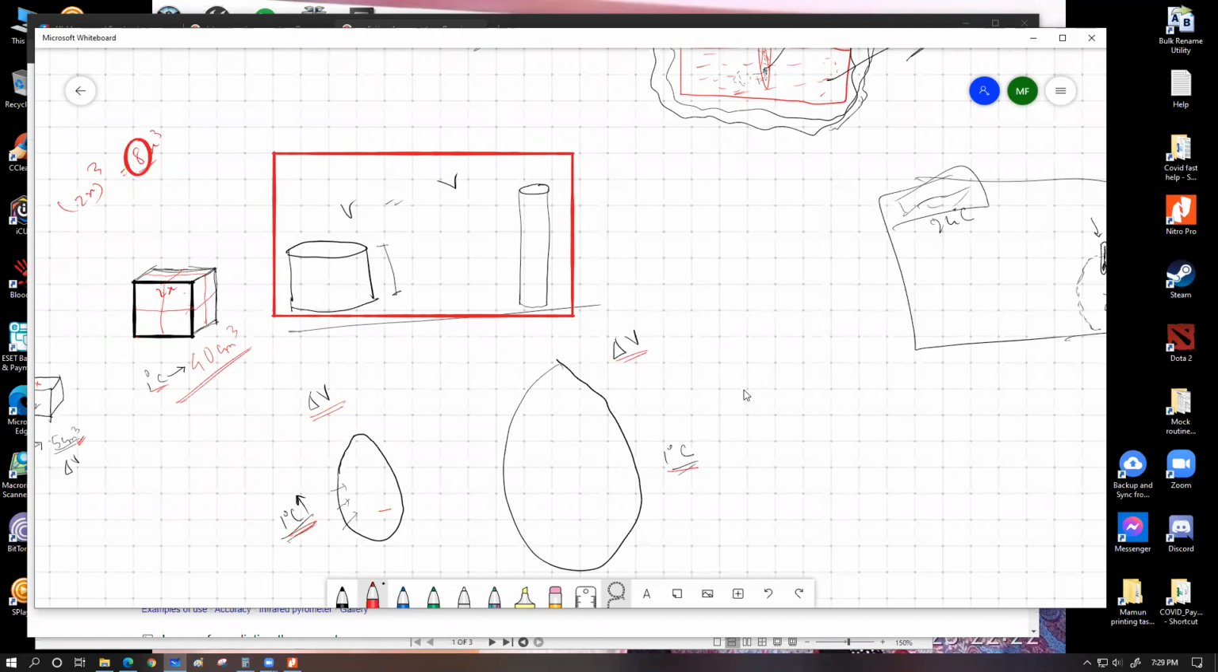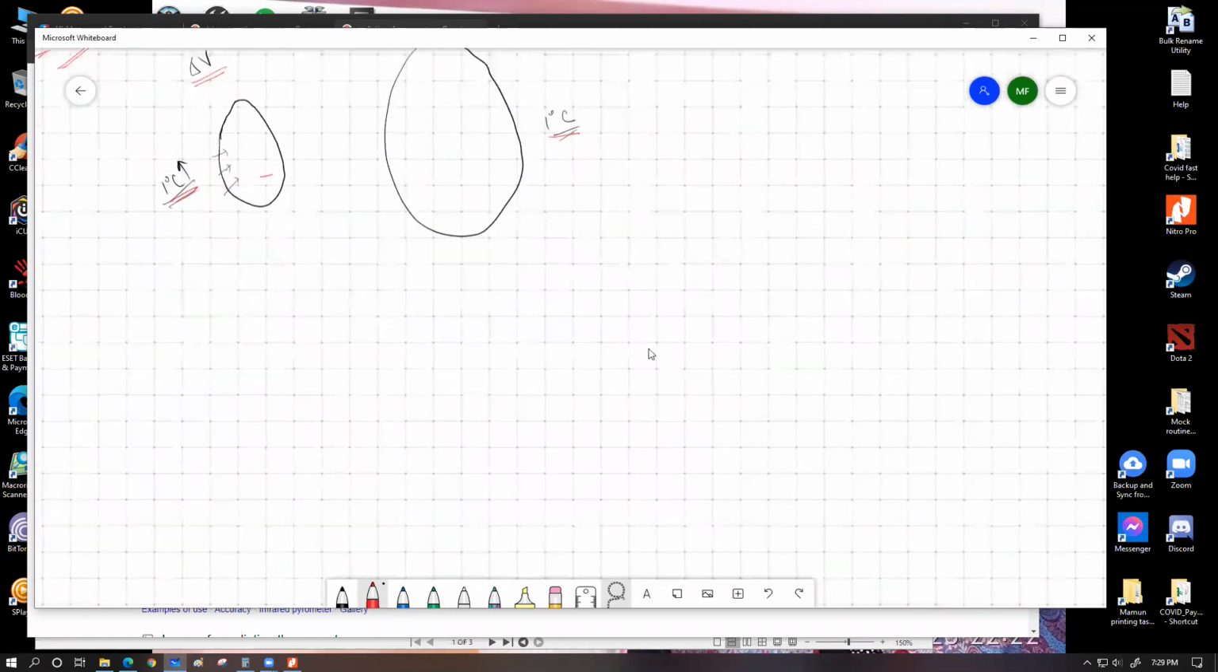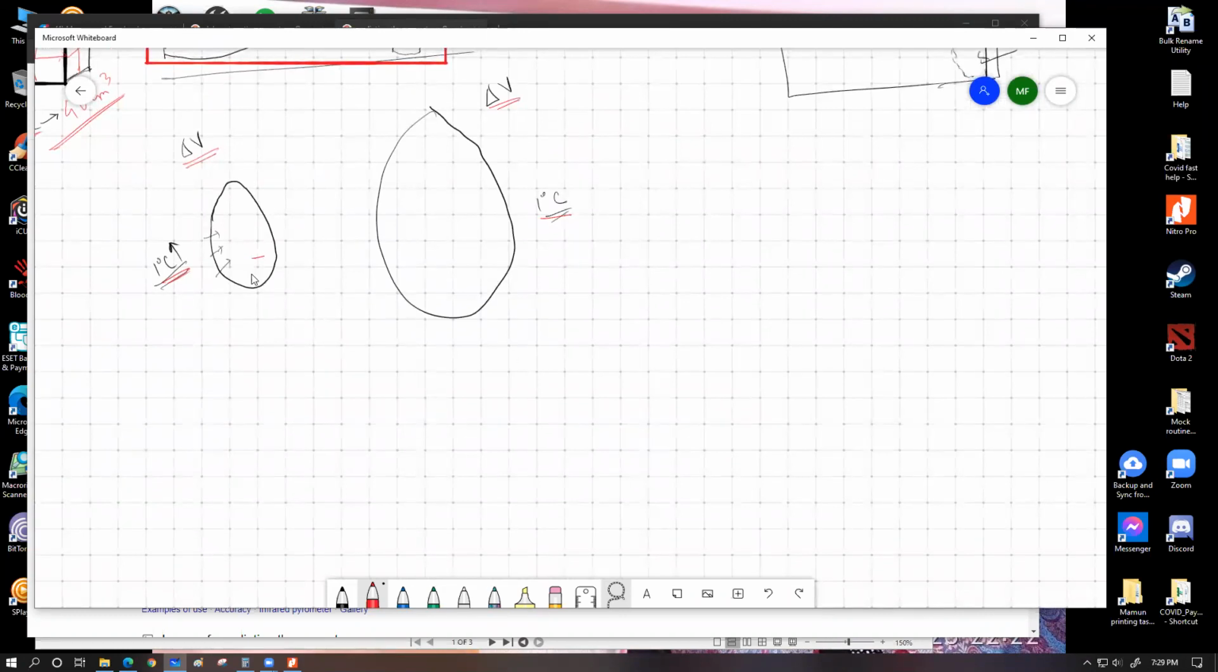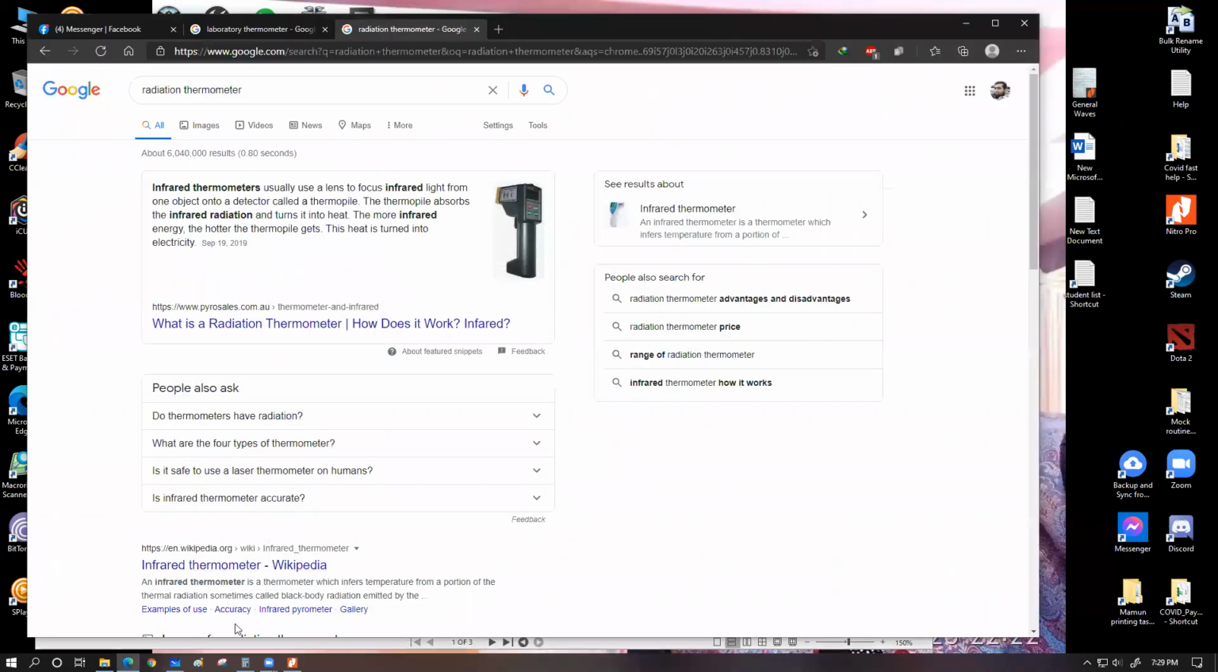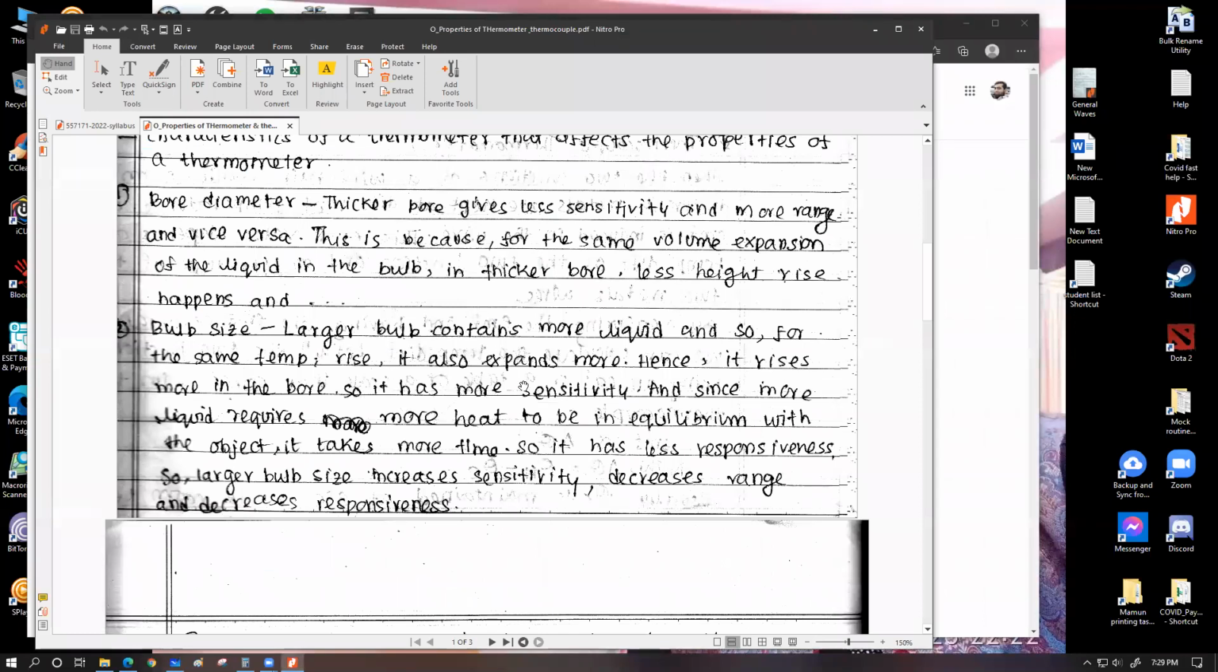You have to understand that we are trying to consider in this case 2 thermometers, one of which has a big bulb, another has a small bulb, big on the right, small on the left, but they have the same bore diameter, same material, same thickness, same bulb wall thickness. Everything is the same except for the size of the bulb. That's the only variable that we're dealing with. So in that scenario, it expands more, hence it rises more in the bore, so it has more sensitivity, and since more liquid requires more heat to be in equilibrium with the object, it takes more time, so it has less responsiveness. So larger bulb size increases sensitivity, decreases range, and decreases responsiveness, and of course vice versa.